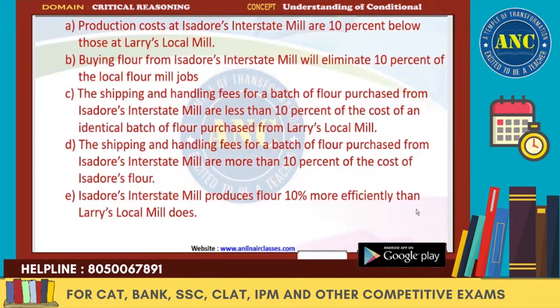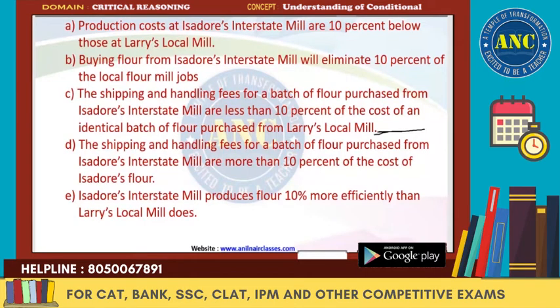Option C. The shipping and handling fees for a batch of flour purchased from Isadore's interstate mill are less than 10% of the cost of an identical batch of flour purchased from Larry's local mill. Now, this statement is properly identifying the point that for ordering from an out-of-state mill to be less expensive, the shipping and handling fees must be less than the difference in the flour costs of the two suppliers. Right.